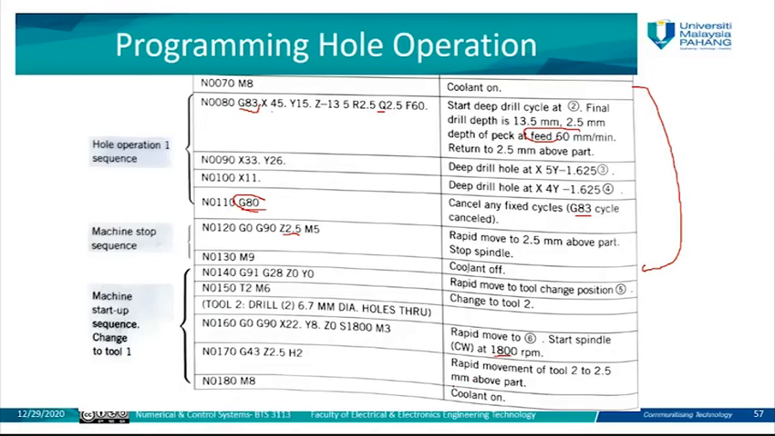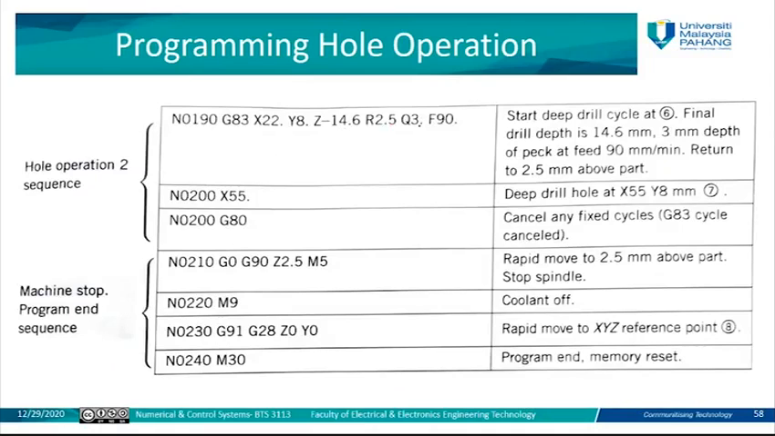Then we have the coolant on. Same here, we have the feed rate, this is the feed rate 90. The definition of Q3, R2, Z, Y, X, all this is related to the canned cycle G83. It requires all this information. So here is the explanation for each code which is represented.